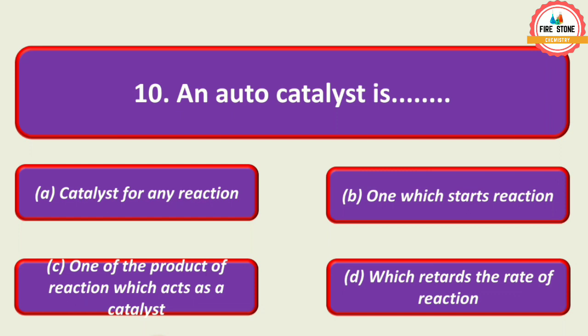Next, question number 10. An autocatalyst is dash dash, and the options are A catalyst for any reaction, B one which start reaction, C one of the product of reaction which act as catalyst, and D which retards the rate of chemical reaction. And the correct option is option number C, that is an autocatalyst is one of the product of reaction which act as catalyst. So this is the autocatalyst.